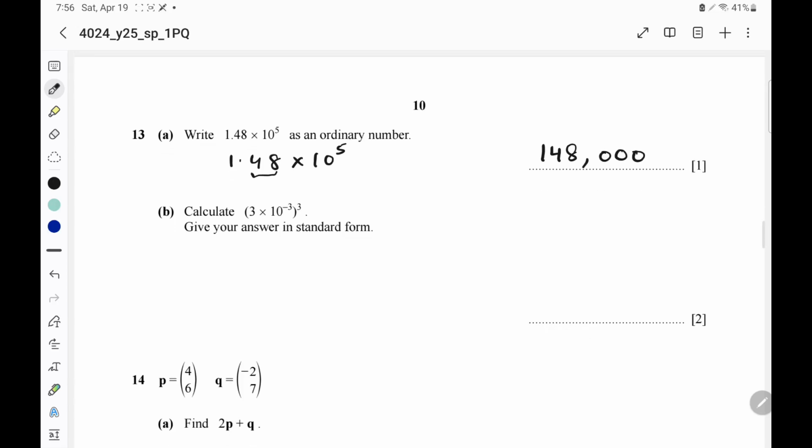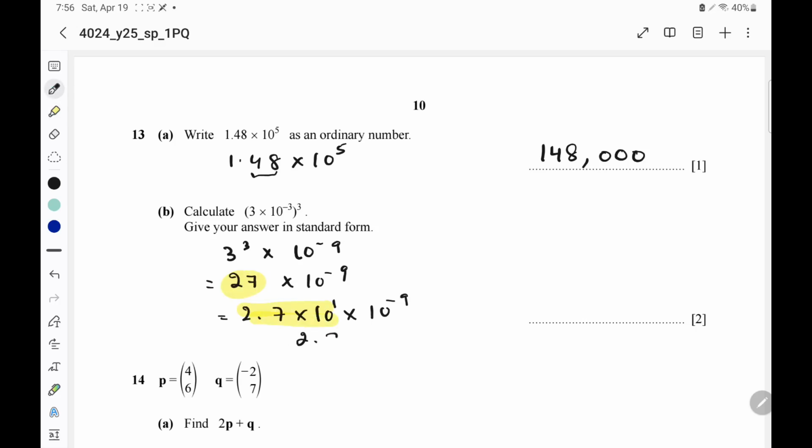Calculate (3 times 10 to the power minus 3) the whole cubed. Give your answer in standard form. It means that 3 cubed times 10 to the power minus 9. 3 cubed is 27 times 10 to the power minus 9, and 27 becomes 2.7 times 10, so 10 to the power 1 and 10 to the power minus 9. It is 10 to the power minus 8, because 1 minus 9 is minus 8. So 2.7 times 10 to the power minus 8.